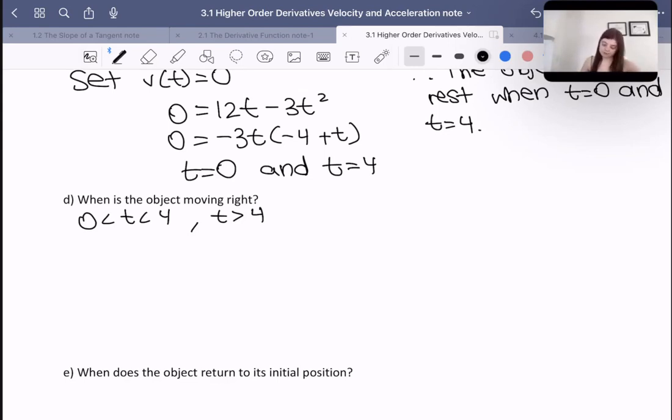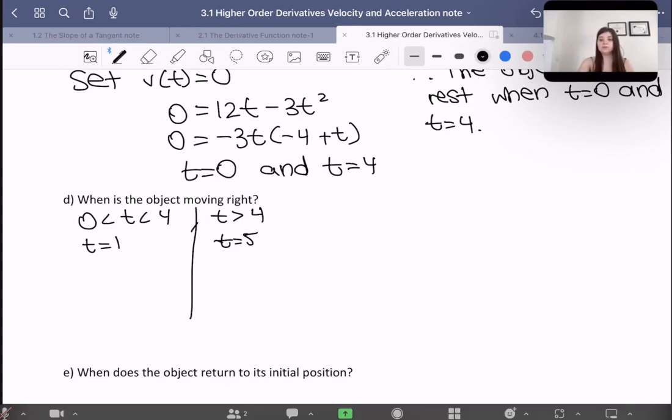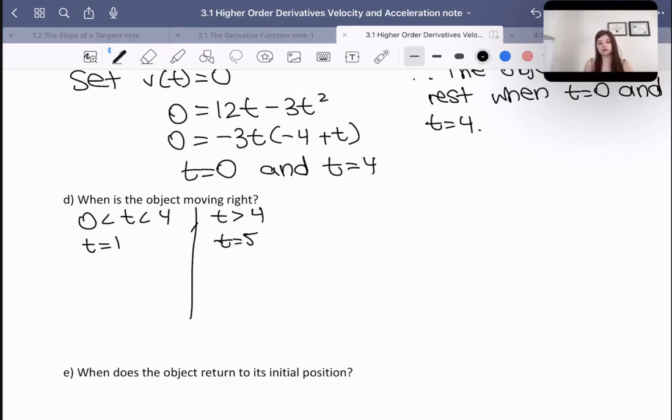So therefore, for this one, I'm going to just use t equals 1. And here I'm just going to use t equals 5. But I want to be clear, you can use anything on this interval, and it will speak for the whole interval. The important part to make sure of, though, is that you're accounting for all intervals that are possible, considering when the object is at rest.